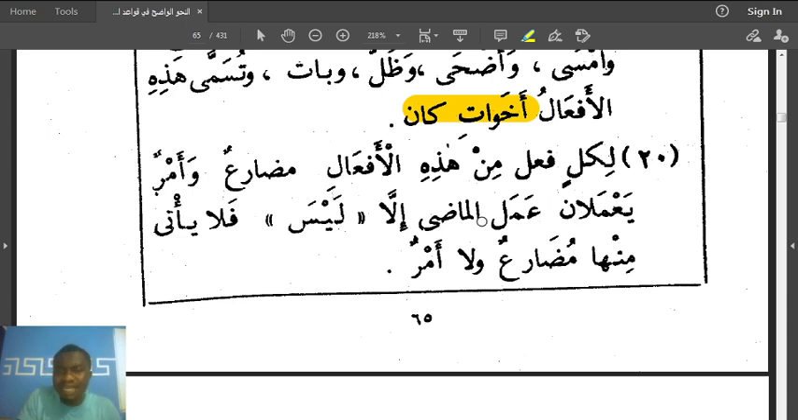It says يعملان عمل الماضي. They all function as the past tense, because the ones we just studied, all of them are past tense. The present tense and the command form do the function of the ماضي. Except that, إلا, except the verb ليس. فلا يأتي منها مضارع ولا أمر. ليس does not have مضارع, neither does it have أمر.